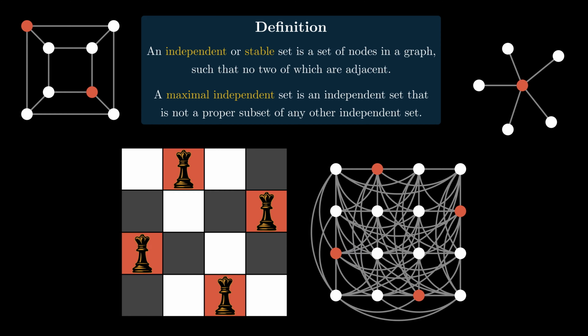So in summary, you can remember that if you color some nodes in a graph with one specific color and none of the colored nodes are connected to each other, then they describe an independent set of nodes in the corresponding graph.